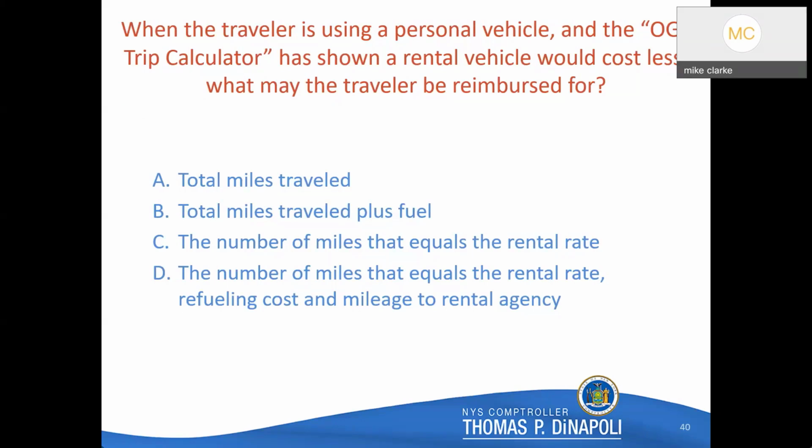So the answer here is actually going to be D, the number of miles that equals the rental rate, refueling cost, and miles to the agency. So when the cost of a rental vehicle is lower than a personal vehicle for mileage reimbursement, the OGS trip calculator can help you calculate the rental vehicle cost with the number of miles that you need to input into your expense report. So this rental cost, again, is composed of the rental rate, the refueling cost, and the mileage of where you're traveling. Again, as a reminder for the New York Code's rules and regulations, we do require travelers to use the most cost-effective option, and using the OGS trip calculator can help ensure that a traveler is following this requirement.